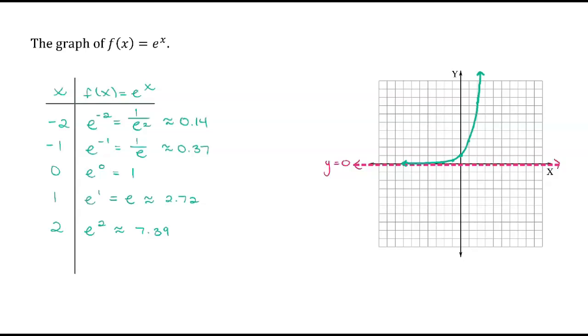Notice that we still have a y-intercept at 0, 1. We also have the point 1, e and the point -1, 1/e. We also have a domain of -infinity to +infinity and a range of 0 to infinity, not including 0.